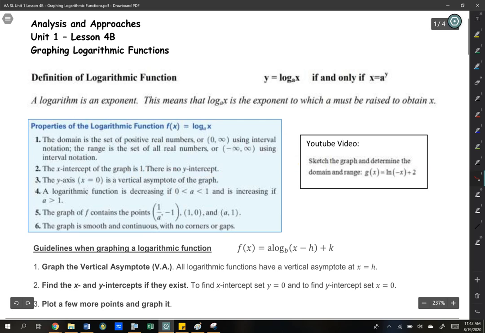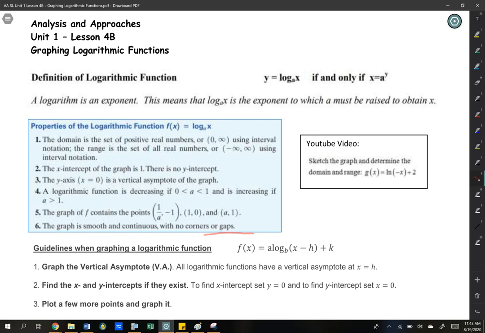The y-axis, x equals 0, is a vertical asymptote. A logarithmic function is decreasing if a is between 0 and 1, and increasing if a is greater than 1. And then if we consider the base, in this case log base a, we will have points on the graph 1 over a. So if we were saying log base 10, it would be 1/10, -1, 1, 0, and 10, 1 would be points on that graph. The graph is a smooth, continuous graph with no corners or gaps.